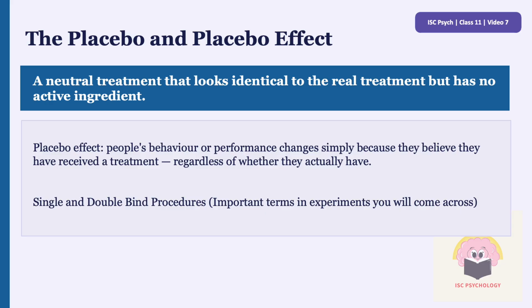Now, another important concept you will often come across in psychology is single or double-blind procedures. What do these terms mean? In a single-blind experiment, participants do not know which group they are in, whether they receive the real treatment or the placebo. This prevents participants' expectations from influencing their responses.